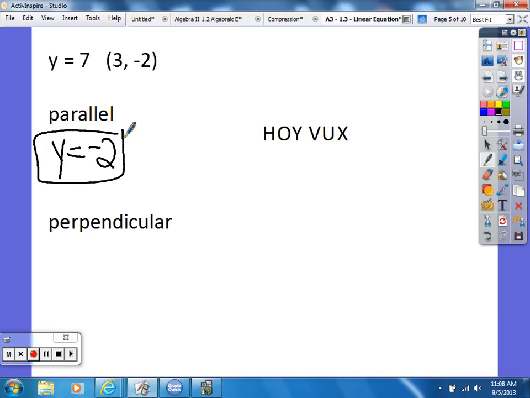Okay? Because it can only have one letter. So perpendicular though. Well, you told me this one was horizontal. So perpendicular means it now needs to be vertical. And vertical is with which letter? X. So we'll write x equals, and Leanne, what does x equal in the point? 3.